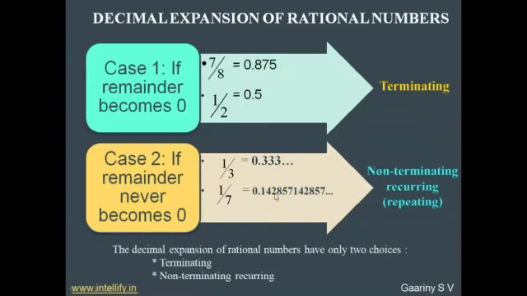So this value doesn't terminate. It is non-terminating since it is repeating. Here 3 is repeating and 142857 is repeating. So we can say that it is non-terminating and recurring. Recurring is also called repeating. So the decimal expansion of a rational number can only be of two choices. It can be either terminating or non-terminating recurring.